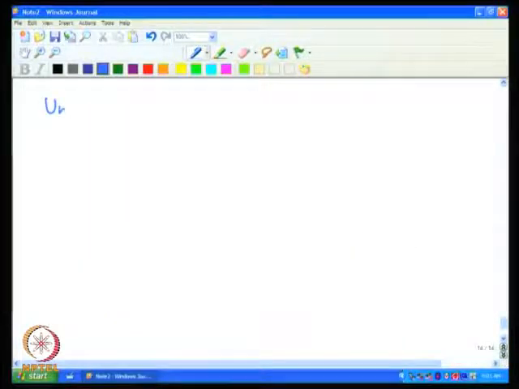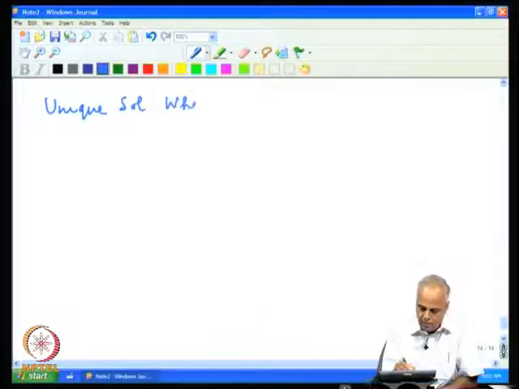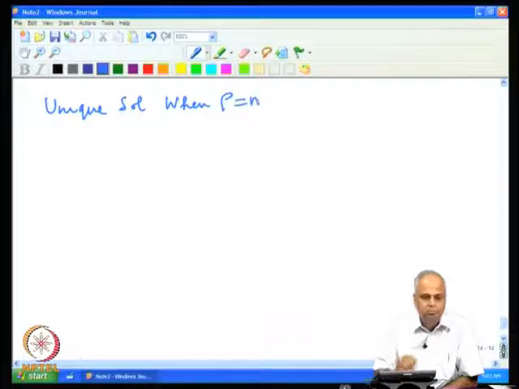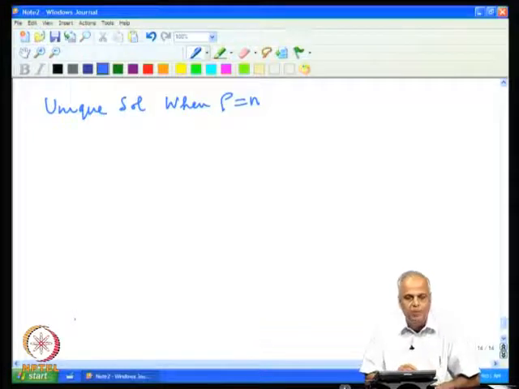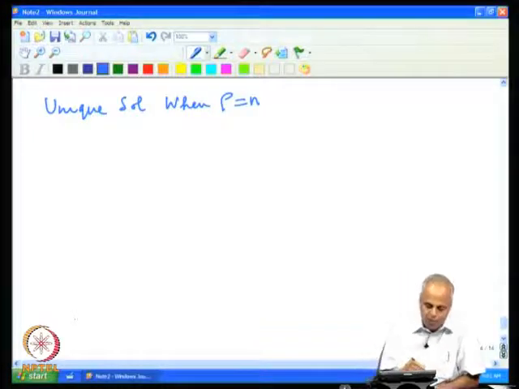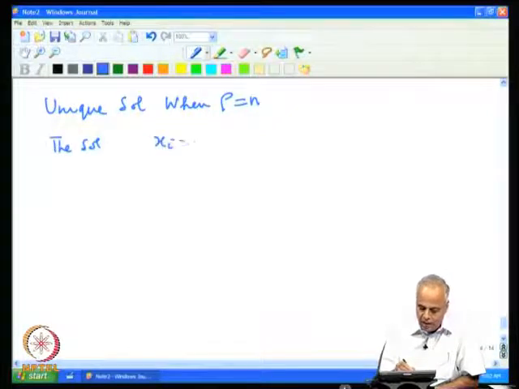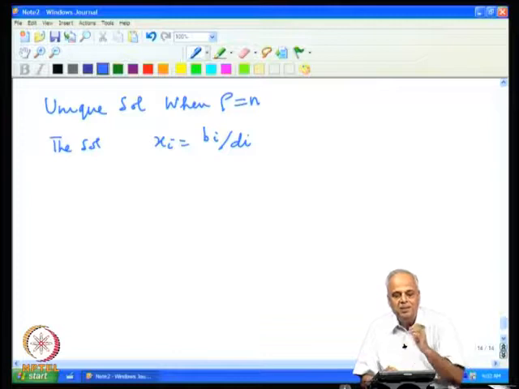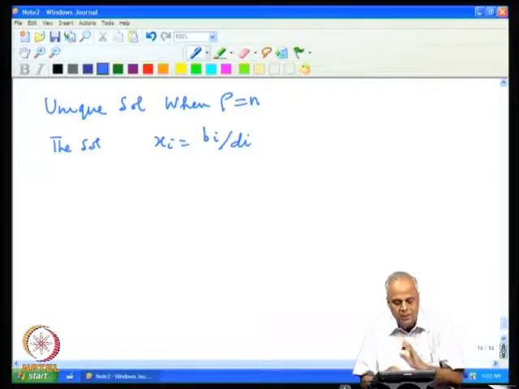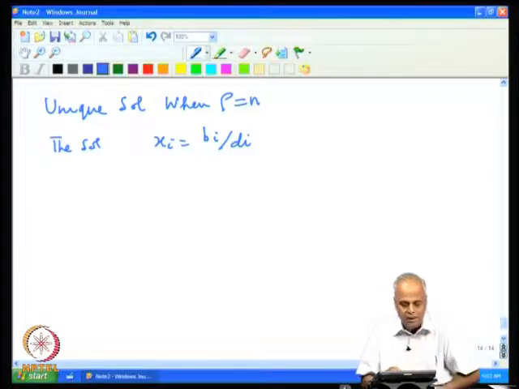So, unique solution when rho equal to n. Remember the question we asked, when does a unique solution happen? We have the answer for this: when rho equal to n. And then what is the solution? The solution is xi equal to bi by di. Thus, in this simple system, at least when rho equal to n, we have all the answers.